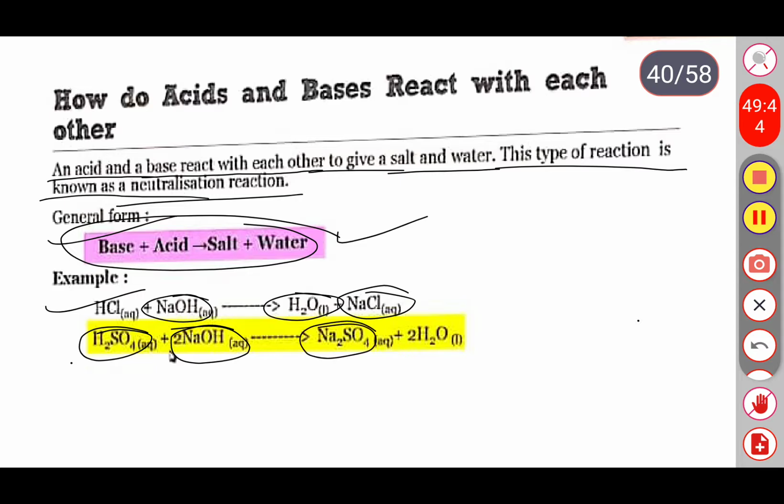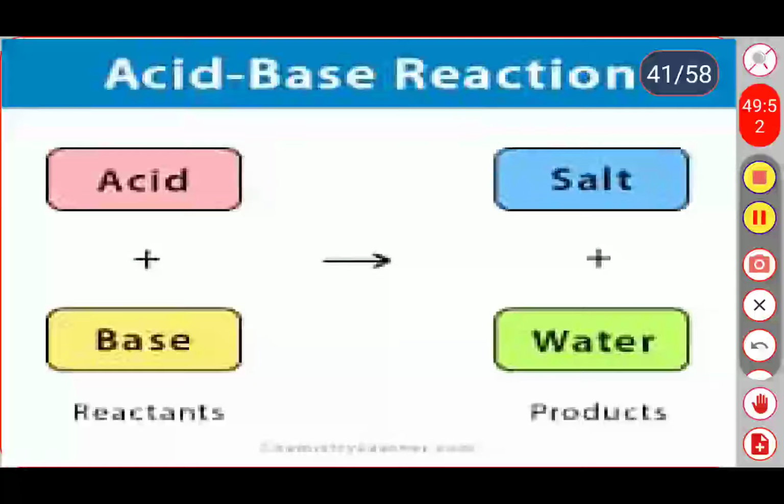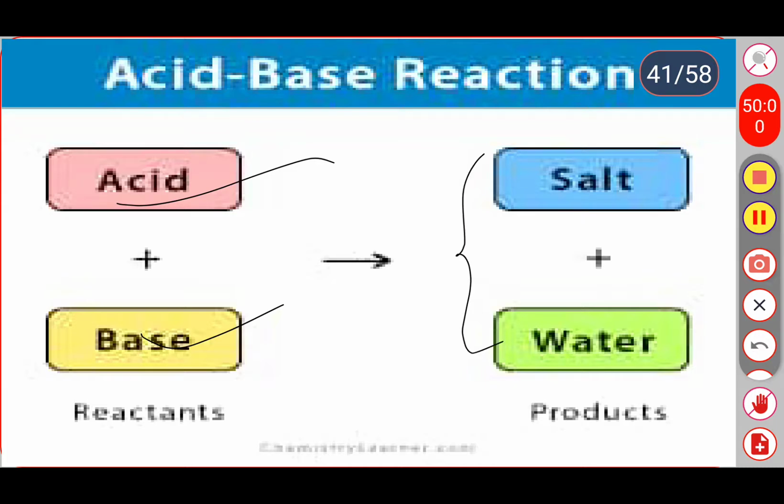Some more examples are given here. Whenever an acid is combined with a base, it produces salt and water, and these types of reactions we call neutralization reactions. Okay, here some more examples are given. A neutralization reaction always produces salt and water.